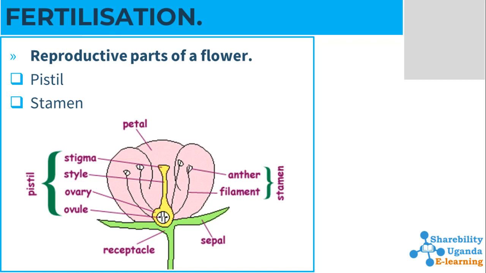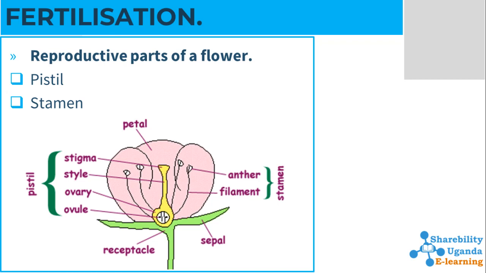The reproductive parts of a flower are the pistil and the stamen. The pistil is the female reproductive part of the flower, and it has parts like the stigma, the style, and the ovary and the ovule. And the stamen is the male part of the flower, which has anthers and the filament. The anthers have the pollen grains.